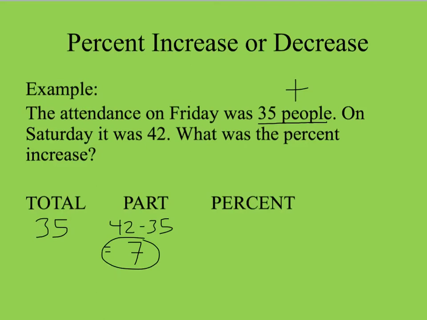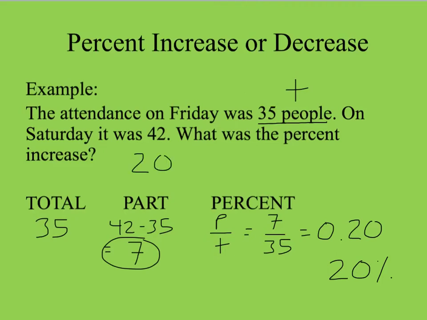So there's my part. My percent is the part, or the change, over the total. That is 7, because it changed by 7, over 35. In your calculator, you'll do 7 divided by 35, and you should end up with 0.20, times 100, and you get 20%. So the way you would word this, it went from 35 to 42, so you would say it was a 20% increase.